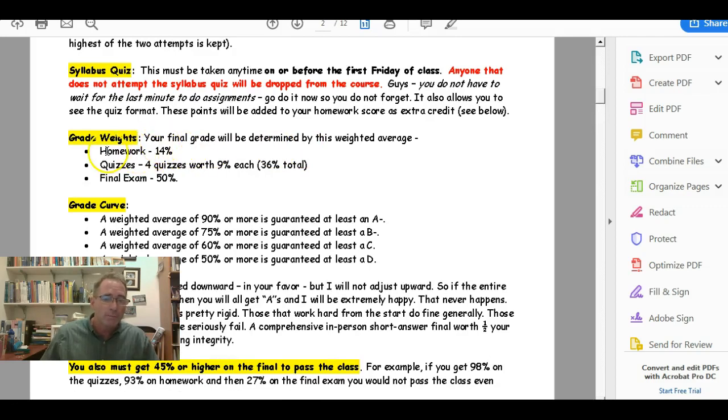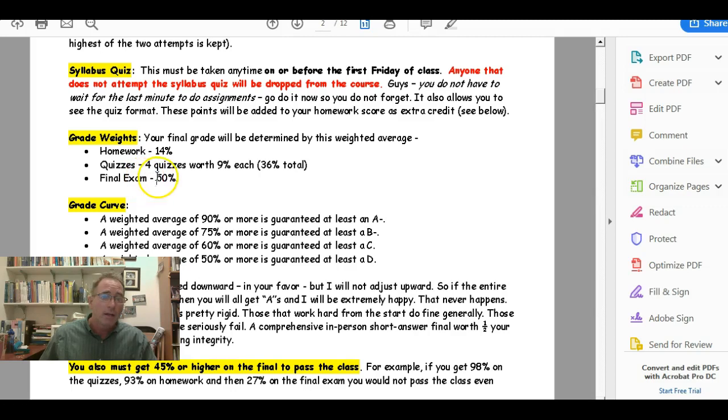Okay, grade weights. Homework, 14%. Quizzes, 4 quizzes worth 9% each. That's 36%. I said there are 5 quizzes, right? What about that 5th quiz? Well, I automatically drop your worst quiz. That's right, so you can miss a quiz. You can get sick. You can fly to Vegas. I don't care. Everyone gets to drop their worst quiz, but only 1 quiz.